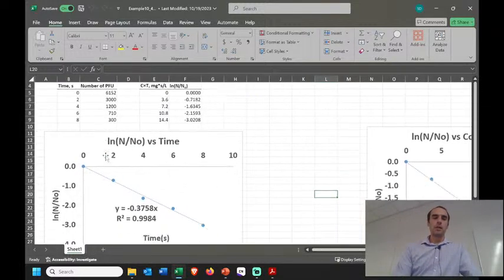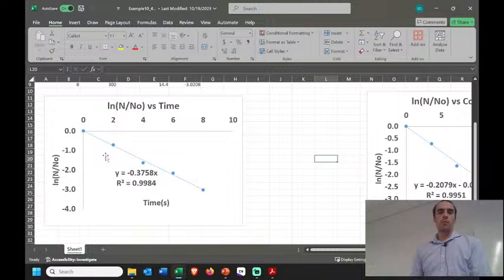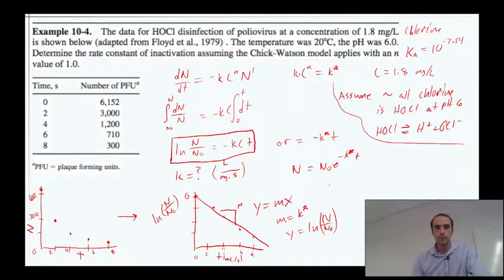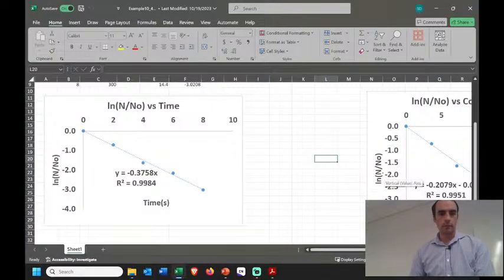Don't worry about that. So we can take that negative 3.758.